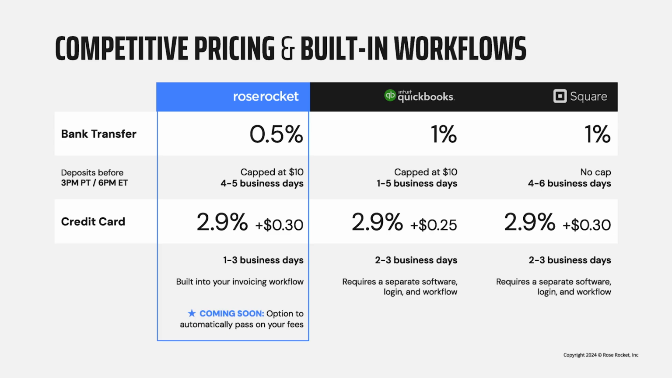And so the best part about all of this is we process all of these payments at very competitive rates. For bank transfers, we charge half of what QuickBooks and Square charge to process them. And for credit cards, we price match. And that's how you get paid.